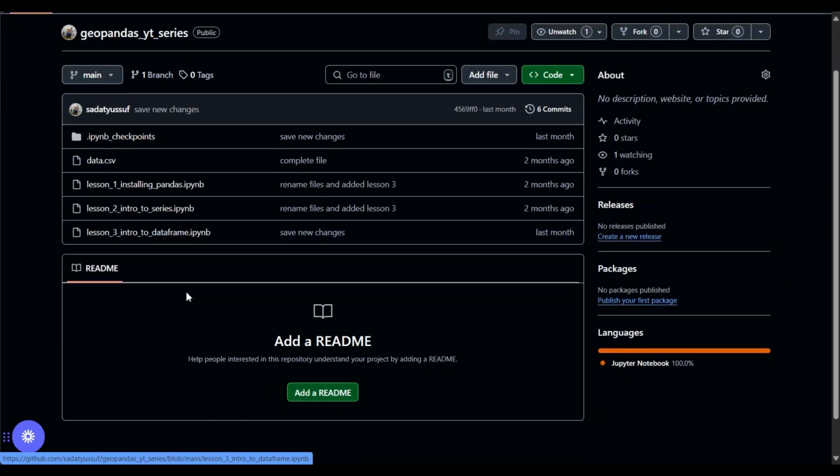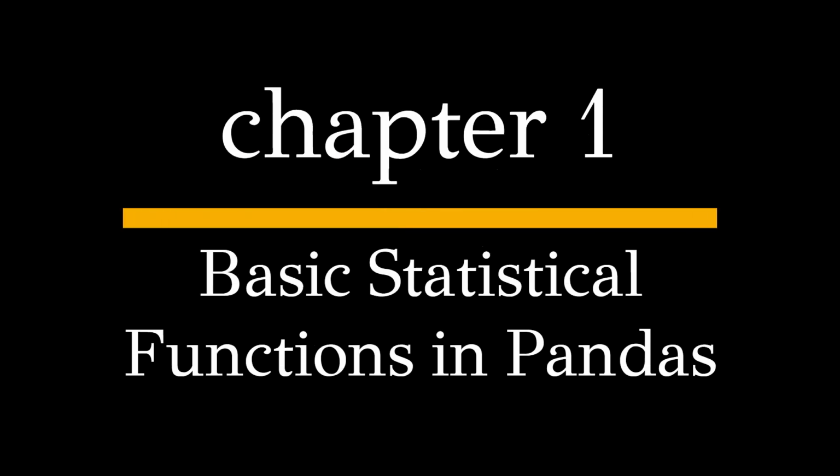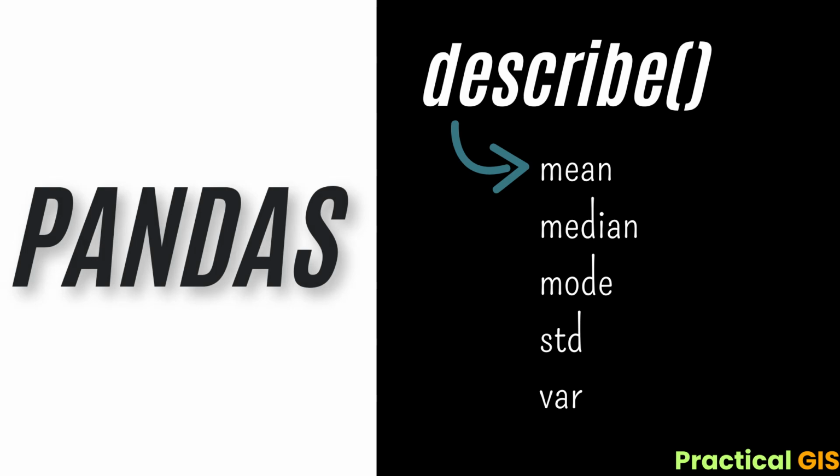The first thing we'll be looking at is basic statistical functions in Pandas. Pandas provides a wide range of built-in functions to perform basic statistical calculations, and most of these can be accessed through the describe method. So in this section, we'll explore describe and other individual statistical functions that can help us summarize and understand our data.